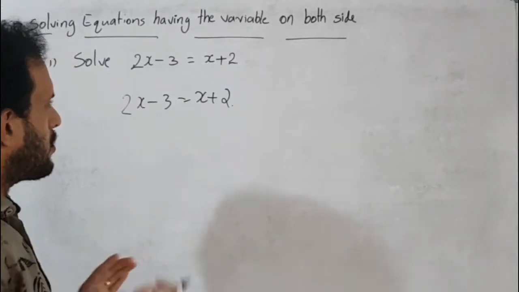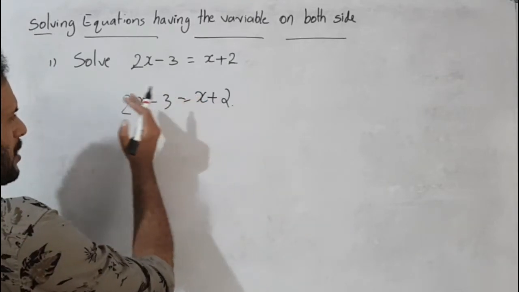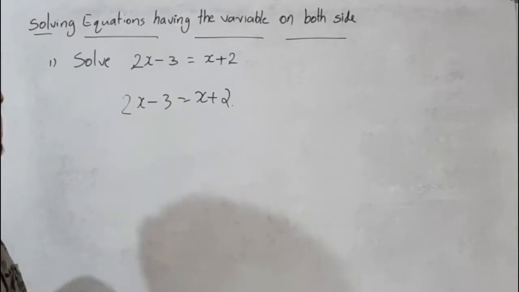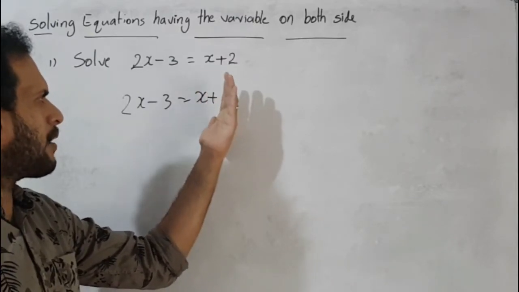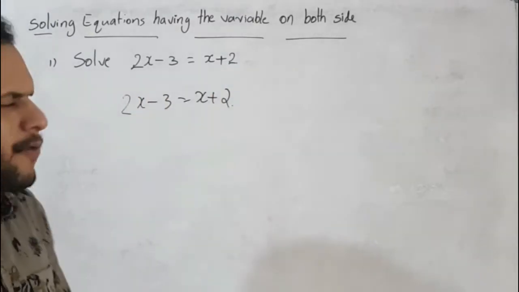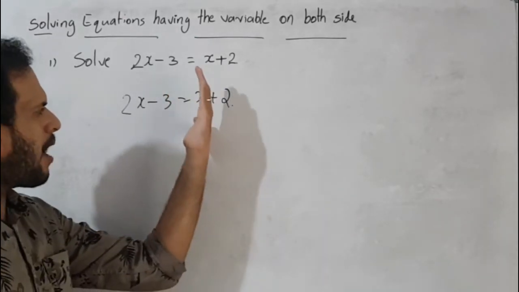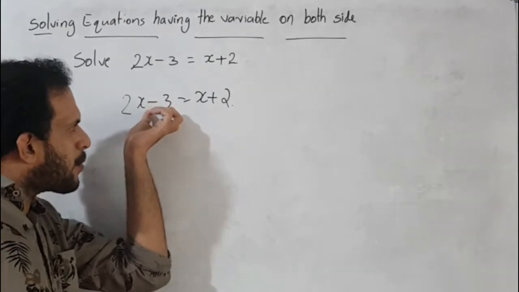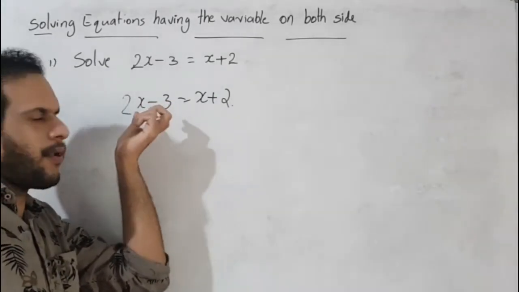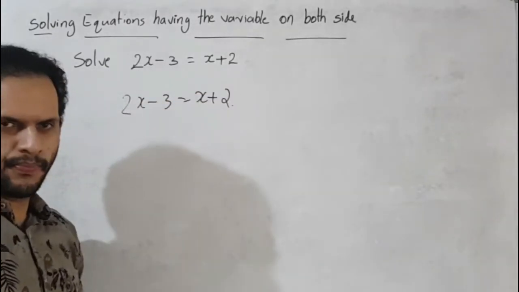So I do it like this. I transpose 1x to the side of 2x, which means I transpose x from RHS to LHS. If I transpose x from RHS to LHS, I need to transpose the number from LHS to RHS.